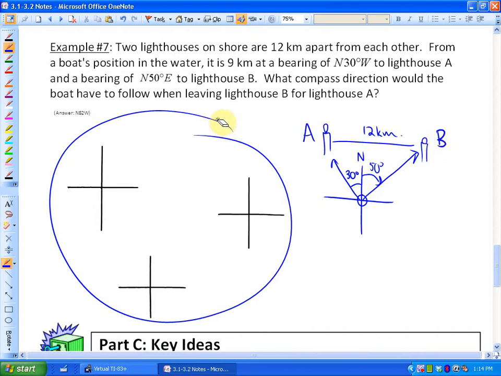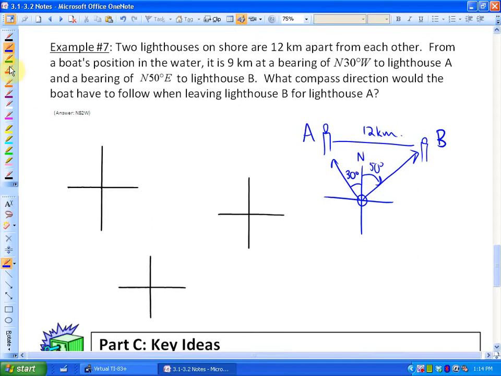So let's put this a little bit more accurately onto this diagram here. So we've got a boat, we've got lighthouse A, and we've got lighthouse B. As stated previously, to go from the boat to lighthouse A is roughly north 30 degrees west, and from the boat to lighthouse B is roughly north 50 degrees east, and we have a total of 12. And the more accurate that you attempt to draw these to scale, the better off you tend to be as far as understanding your answer.